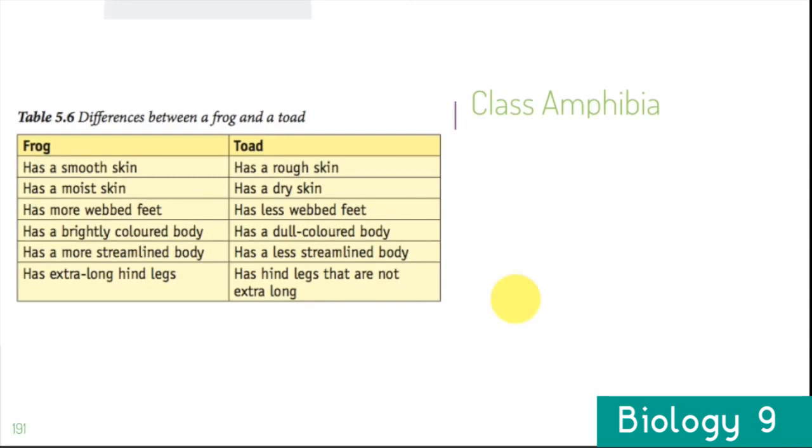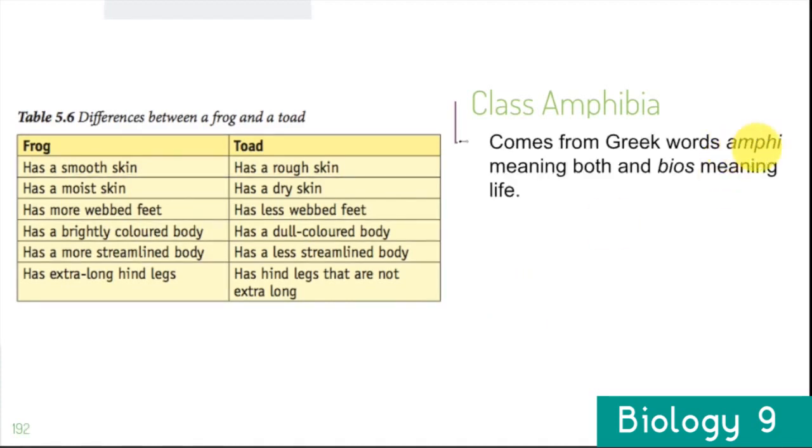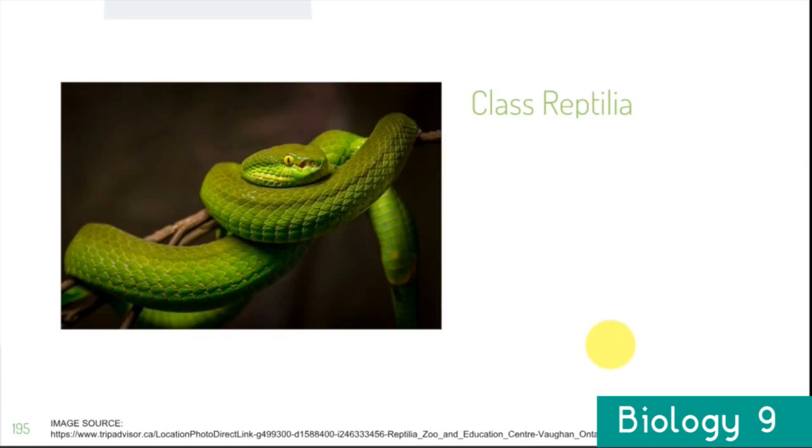Amphibians, these are things like frogs, toads, newts, and salamanders. This word amphibian actually comes from 2 Greek words. Amphi, meaning both, and bios, meaning life. So they spend part of their lives in the water and part on land. Amphibians were the first vertebrates, those with a backbone, that colonized land.